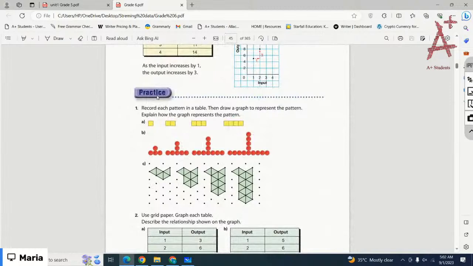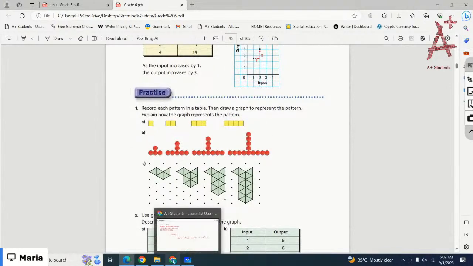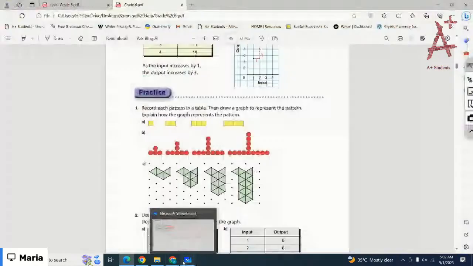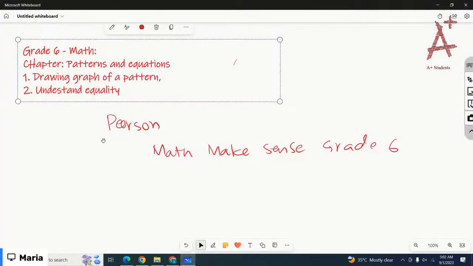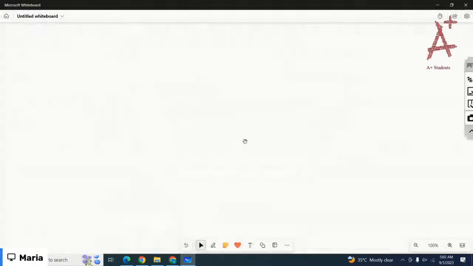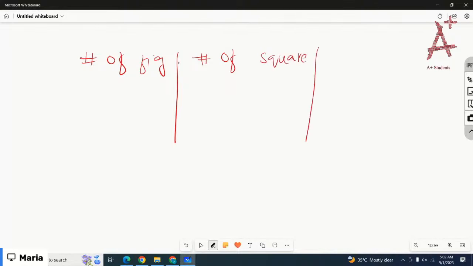Okay, so A, let's start with A. You have to make a table first. So the table, you have to make a table of the values. They are number of figure and number of squares in the figure, right? I'm going to make a table of these two values. Then we'll make a graph and then you have the ordered pair. Then we'll make the graph of the values, right?